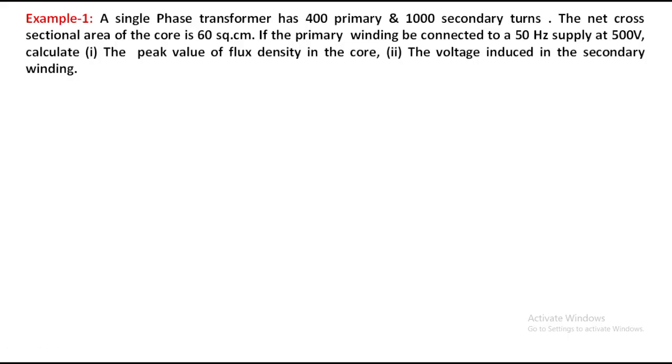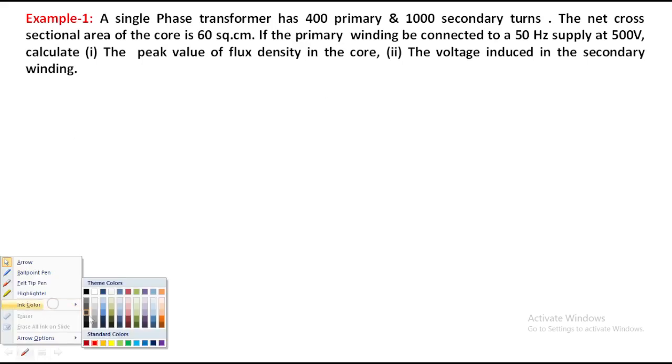So the first problem is: a single phase transformer has 400 primary and 1000 secondary turns. The net cross sectional area of the core is 60 square centimeters. If the primary winding is connected to a 50 hertz supply at 500 volts, then we have to calculate the peak value of flux density in the core and the net voltage induced in the secondary winding. So this is a problem based on the EMF equation of a transformer.